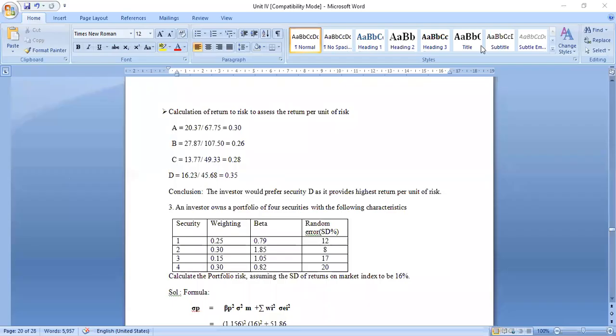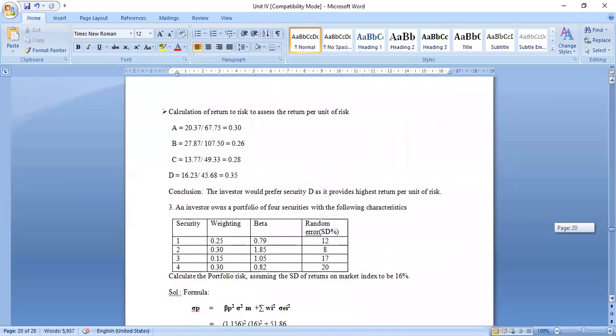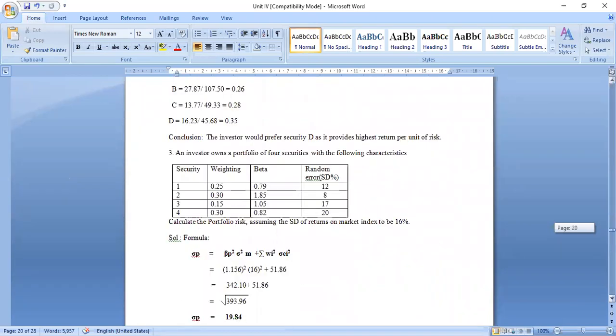Good morning, students. In yesterday's class, we were discussing the single index model and we have already completed two problems on the single index model. In today's session, we will cover the rest of the problems and we will start with Sharpe's optimal portfolio. Okay. So we will go through the third problem on the single index model.